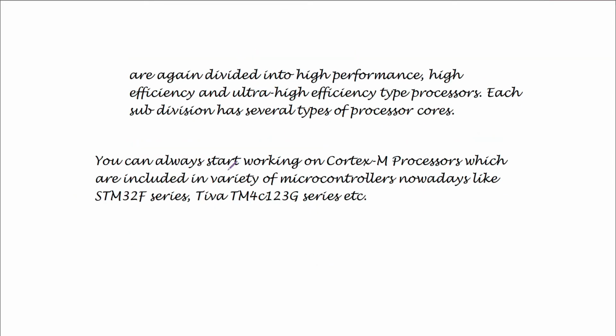The Cortex-A processors are again divided into high performance, high efficiency and ultra high efficiency type processors. So all these taglines are related to the same thing, that is performance, whether it is high performance or high efficiency or ultra high efficiency. And each subdivision has several types of processor cores that are available, and they have different features which can be chosen. The appropriate core can be chosen according to the application that we are developing.